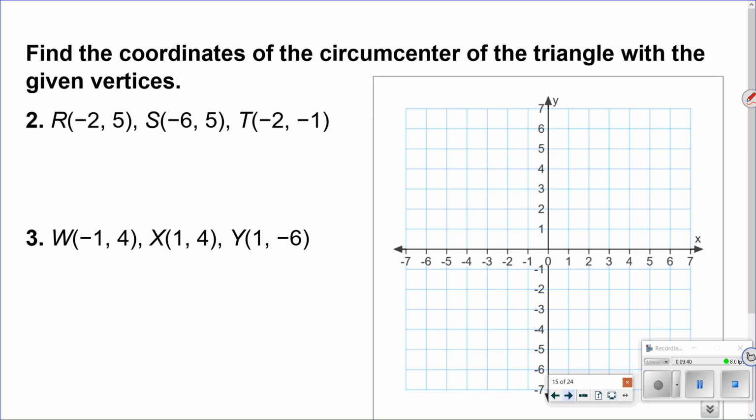Let's just do one of these. You guys try 2. If you don't have to do this on graph paper. If you do, it's a little bit easier. But take those points and plot them. See if you can find where the circumcenter is.